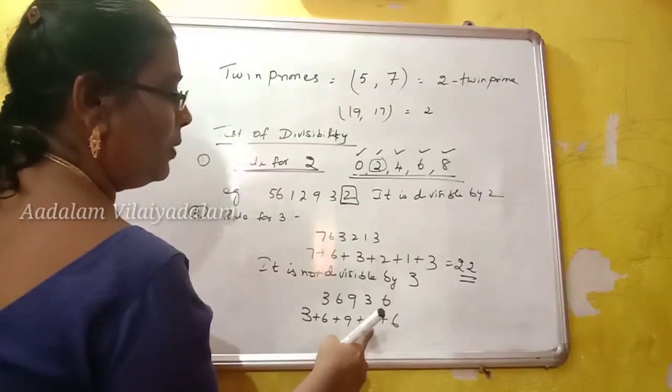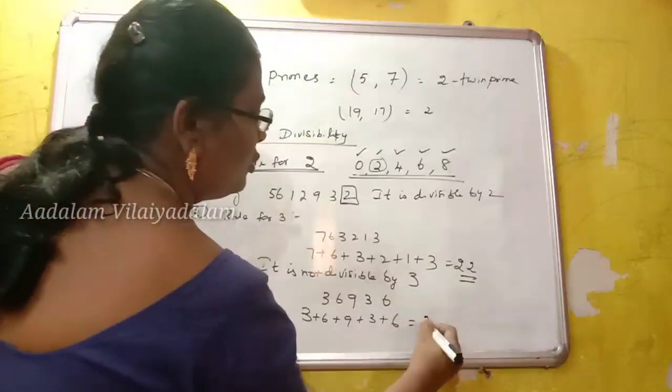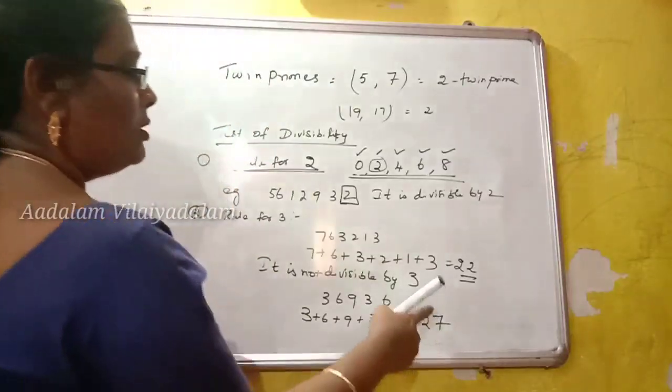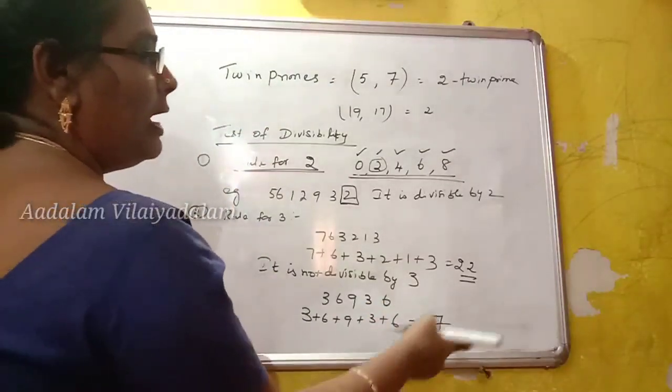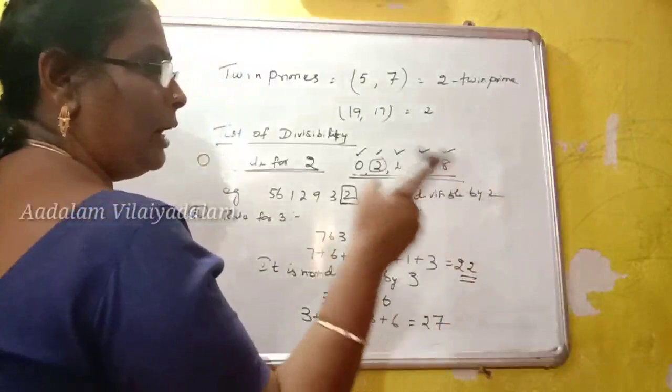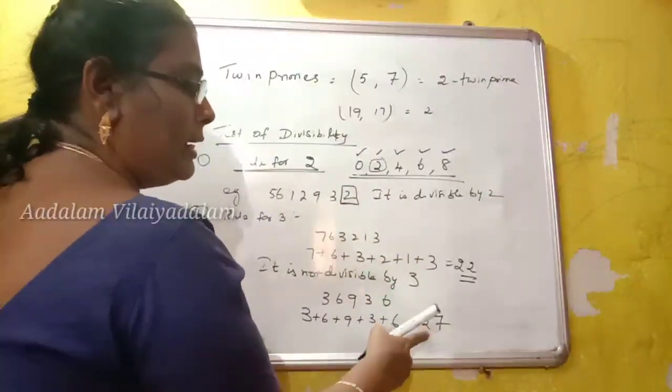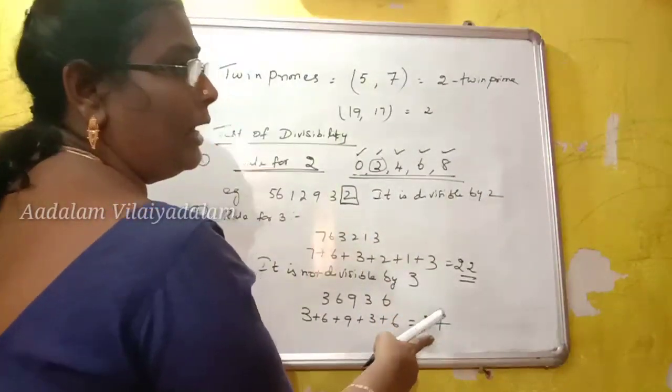9, 9, 18, 21, 27. So you are getting the answer 27. So the required number 27 is in the 3 table. You have to check whether the required number is in the 3 table. You will find the number 27 in the 3 table.